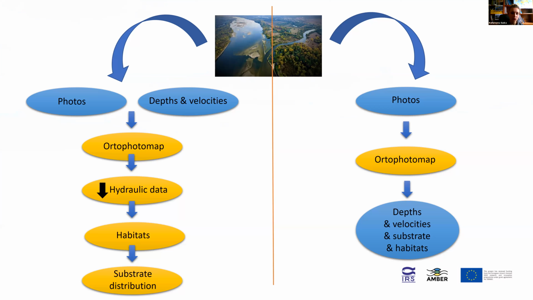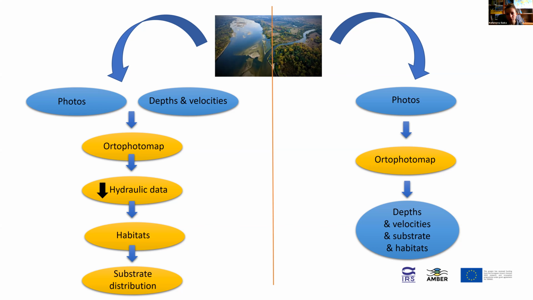On large rivers, we have to go to the field and use an unmanned aerial vehicle to take the photos. At the same time, at the same flow conditions, we have to measure the depth and velocities on our section in a large river. Next, in the office, we gather all these photos into an orthophoto map. Then we can download the hydraulic data and put them on the orthophoto map. And then we can determine and draw the habitats. When we have all this data, we can model the distribution of substrate in these units.